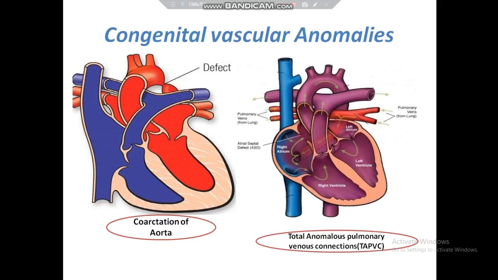Another condition which involves the vessels is total anomalous pulmonary venous connection. Normally the pulmonary veins open into the left atrium. Here in this condition they do not open into the left atrium. First of all, they join together to form a common pulmonary vein. That common pulmonary vein, instead of opening into the left atrium, opens into the right atrium. So this condition is known as total anomalous pulmonary venous connection.